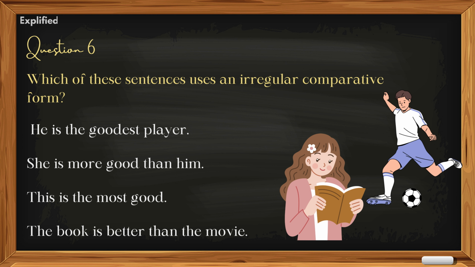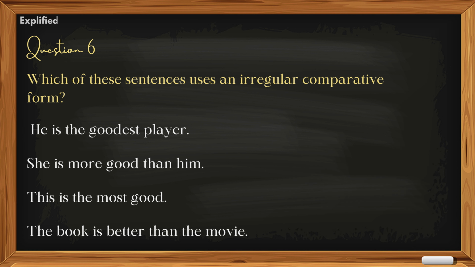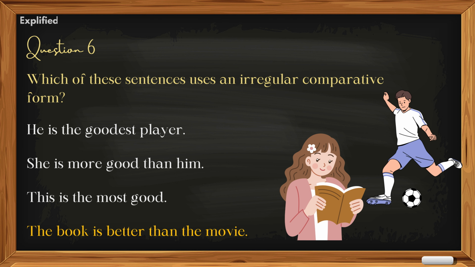Question 6. Which of these sentences uses an irregular comparative form? He is the goodest player. She is more good than him. This is the most good. The book is better than the movie. Answer: the book is better than the movie.